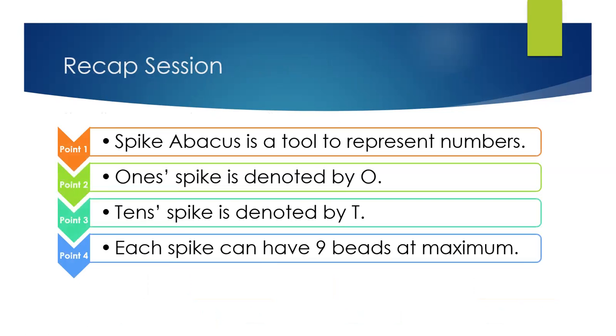Now move on. Let us recap what we have learned in today's lesson. Here we have seen that the spike abacus is a tool to represent numbers. One spike denotes the position ones, and it is denoted by O. And the second spike at the left represents tens, and it is denoted by T. Each spike can have at the maximum only 9 beads. So that is all with today's lesson.